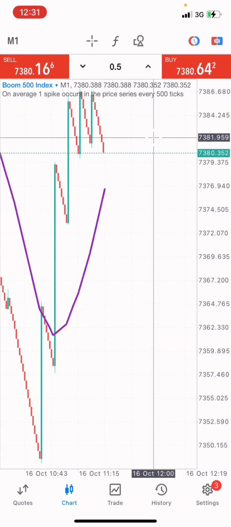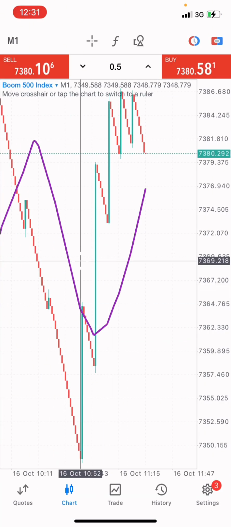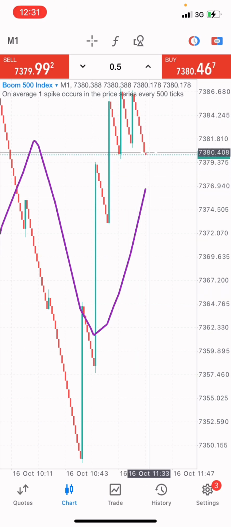Okay, make sure you follow what I'm talking about. Now take a look at this point right here. The moving average is showing us that it's going towards this upward trend. Okay, towards the upward trend.